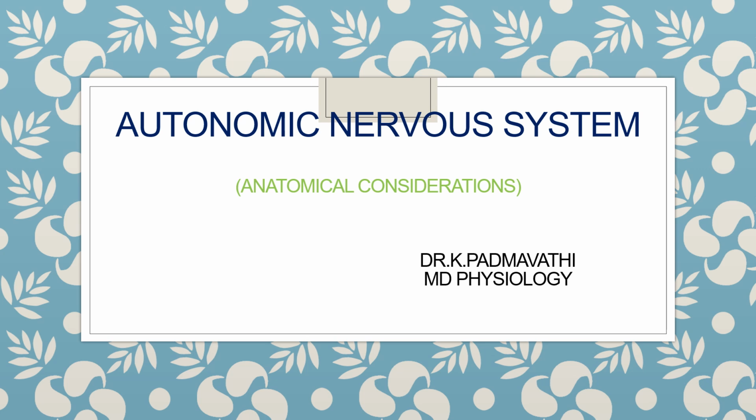and what are the autonomic centers. And then we will come to the next part, that is physiological considerations, that is about autonomic neurotransmitters and receptors. Then in the third part we will learn about applied aspects, that is diseases due to dysfunction of the autonomic nervous system and autonomic drugs, autonomic failure and autonomic function tests. So now we will discuss anatomical considerations of the autonomic nervous system.